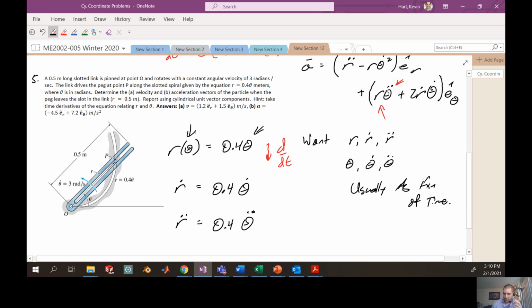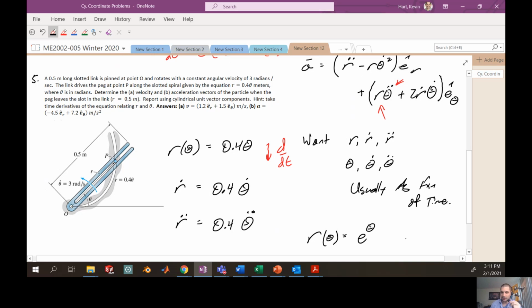And sometimes these relationships can be a little bit more complicated, like what happens if you have something like r as a function of theta equal to e to the theta. That becomes a little bit more complicated when you're trying to take the time derivative of this, because you don't have a direct theta dot on this right-hand side.